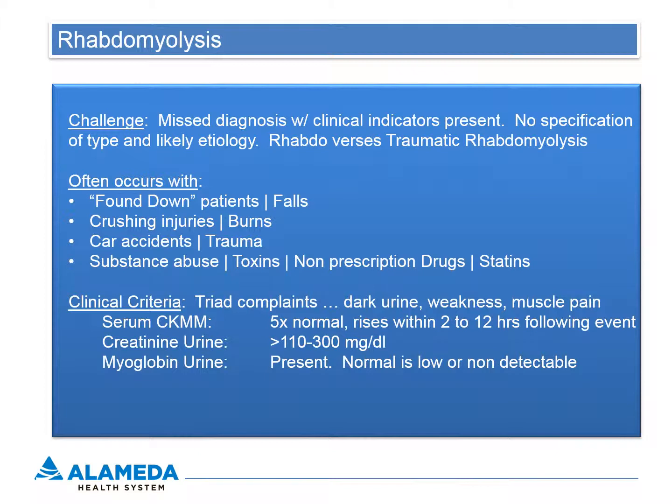Frequently you can see the serum CK is about 5 times normal, and it can rise within 2 to 12 hours following the event that occurred to cause the rhabdo. You might also see the creatinine in the urine greater than 110 to 300, and you also will see some myoglobin in the urine. It's just typically present. Normal is low or non-detectable. You don't usually see any myoglobin in the urine.